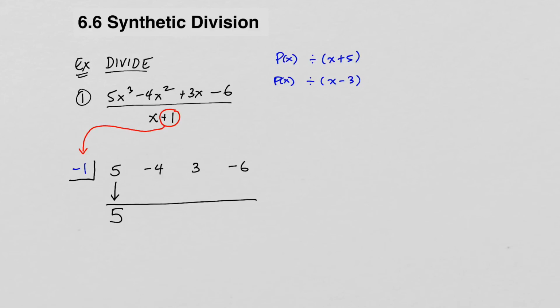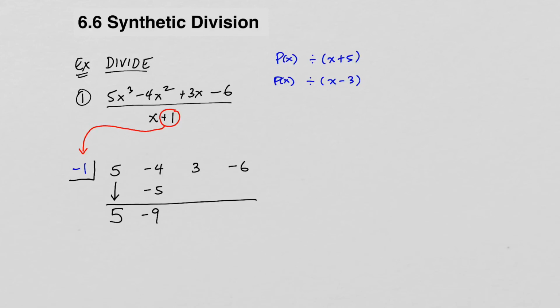And the process of synthetic division goes like so. You take the number in the box, which we'll call our divisor, and you multiply that to the number down below. So -1 multiplied by 5 is -5. And then these numbers here we are going to add together. So -4 plus -5 equals -9.